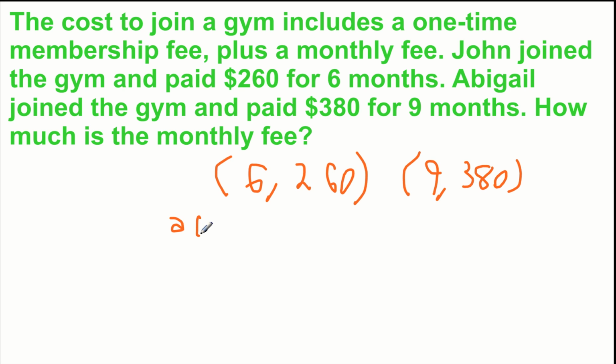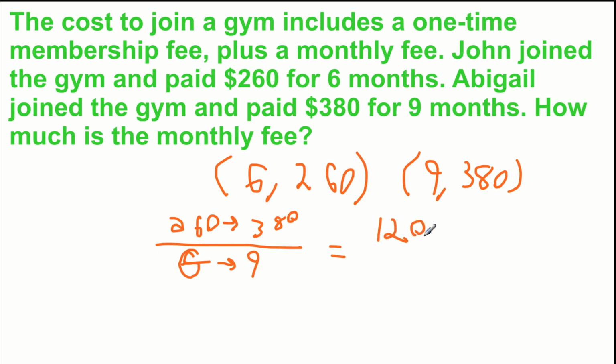To find our slope, changing Y over changing X. So we're going from 260 to 380 for the Y values. Mouse didn't cooperate. 6 to 9 for the X values. So 260 to 380 is 120. 6 to 9 is 3. 120 divided by 3 is 40. And we don't have to do Y minus MX because we're just asked for the slope, okay? Any questions on that?